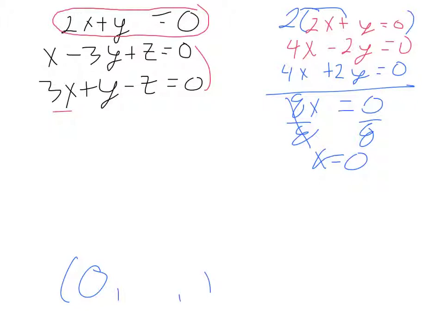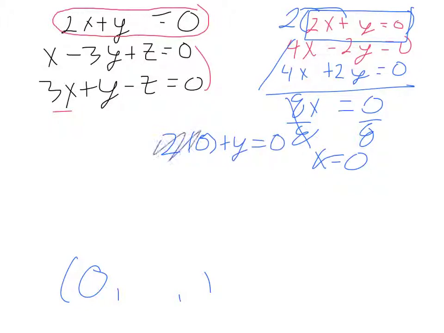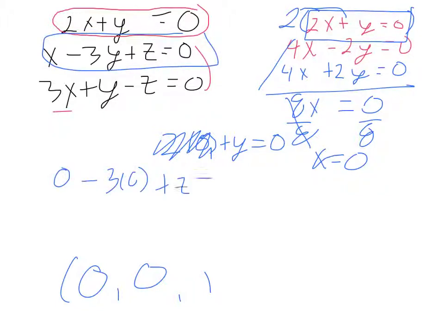So to find our y, we can plug this back into this equation here. 2 times 0 plus y equals 0. That cancels out, so we get y equals 0 as well. And then plugging those in this middle equation right here, 0 minus 3 times 0 plus z equals 0. So we're doing that to solve for our z. That goes away. Z equals 0 as well, so the solution to that is 0, 0, 0.